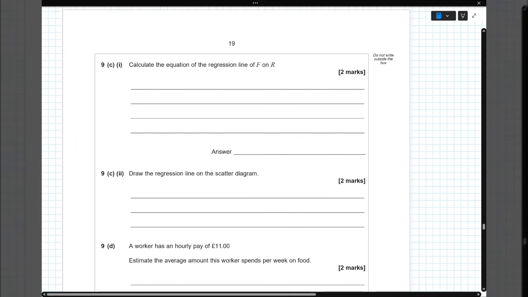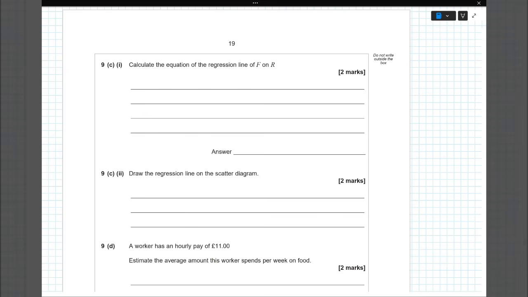Calculate the equation of the regression line of F on R. We had a question earlier in the paper where they were asking us to find the PMCC. We can put both of these into a table, so we'll have list 1, list 2, and then we have to work out the AX plus B. I'm going to go to my stats mode, I've got my list. Go to F2 for calc, F3 for regression, F1 for X, and then you can choose F1 or F2. It doesn't really matter which way round you go.